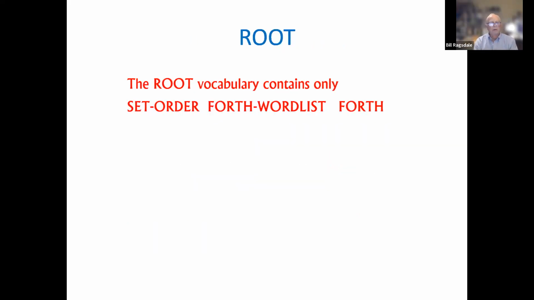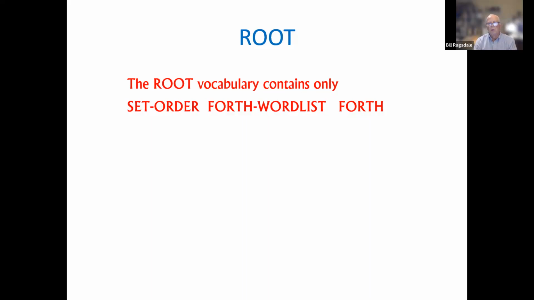The root vocabulary we've mentioned only contains 3 words: set order, forth word list, and forth. Set order will load the search order from an array that it controls. So set order is a way to initialize the search order. The forth word list points to a list of vocabularies. All the vocabularies are in a linked list, so their access can be handled independently. And forth word list points to that chain of vocabulary names.